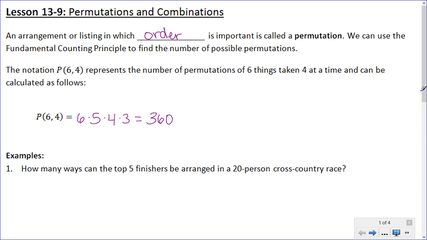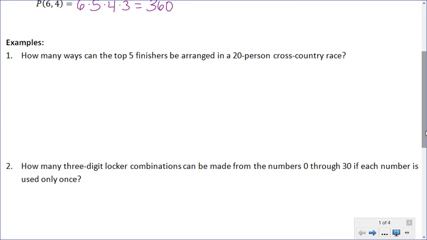Okay, so let's take a look at example 1. How many ways can the top 5 finishers be arranged in a 20-person cross-country race? Well, the notation here, we're looking for a permutation since the order matters here. Difference between first place, second place, third place. Obviously, there's an order to that. So we want a permutation.